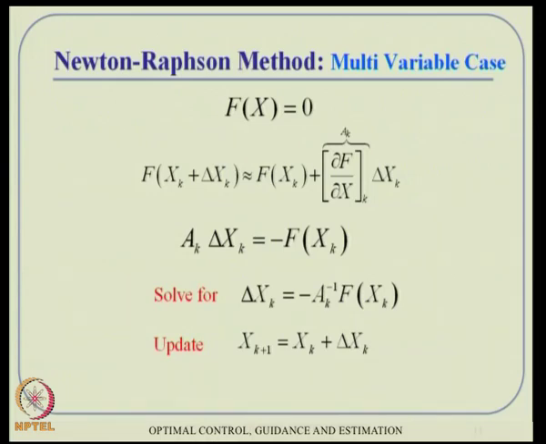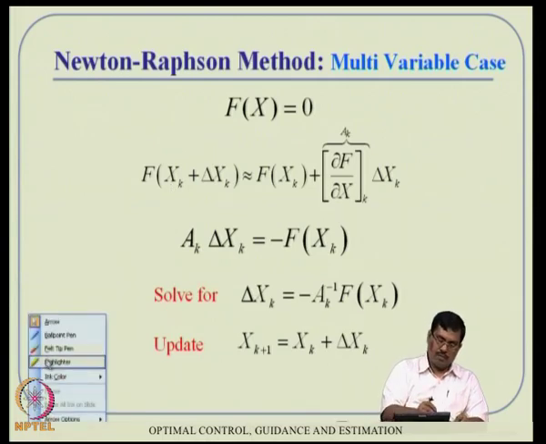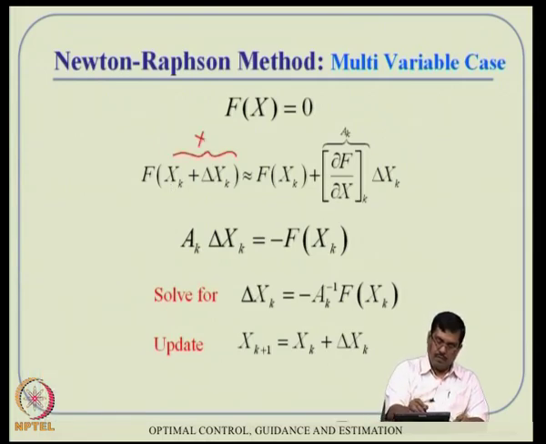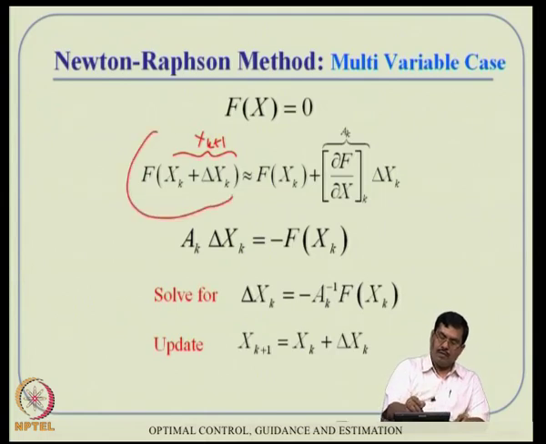Multivariable case, there is a similar extension you can do. Now, if you want f of x equal to 0, I will do the same exercise, that means I will take the multivariable Taylor series expansion. And then I will neglect the higher order terms, and I want to find delta xk in such a way that xk plus 1 is going to be a root, that means f of xk plus 1 is going to be 0, right. So, this entire thing what I see here, I interpret that I will find delta xk in such a way that this is equal to 0.